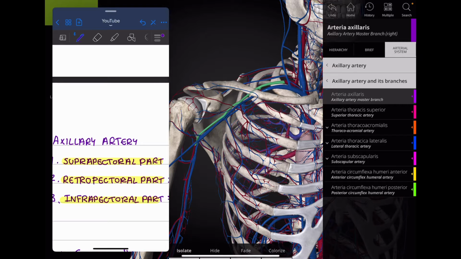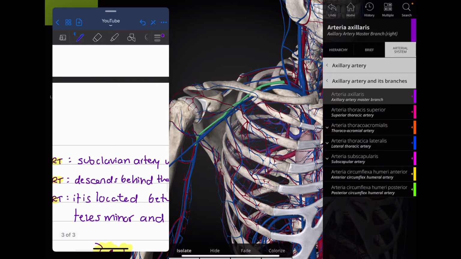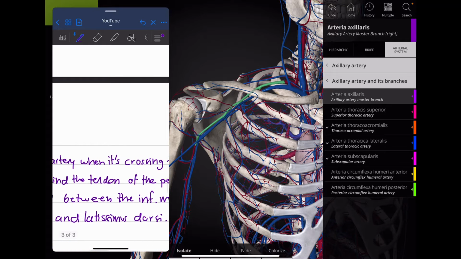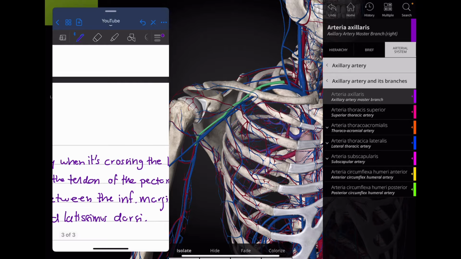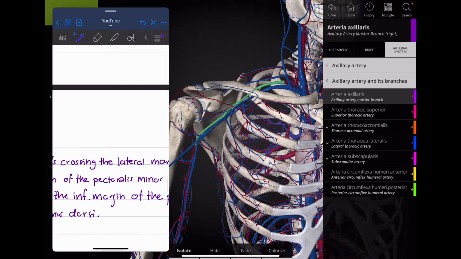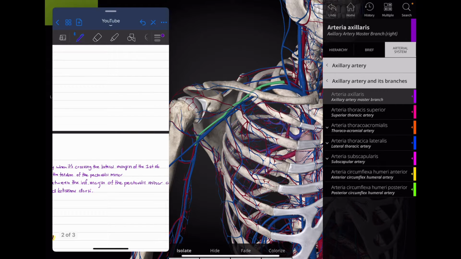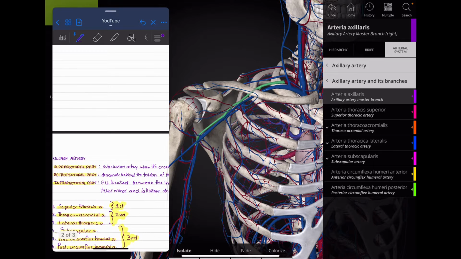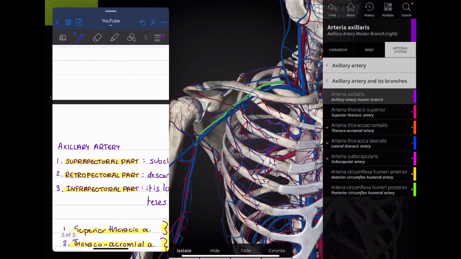of the axillary artery. Now, the suprapectoral part is the first part, which originates from the subclavian artery. Okay, and this happens when it crosses the lateral margin of the first rib. So as soon as it crosses the lateral margin of the first rib, it becomes the axillary artery, or otherwise the suprapectoral part of the axillary artery.